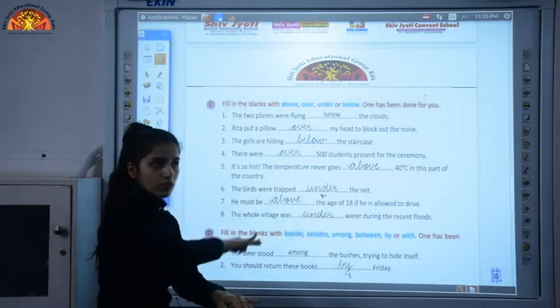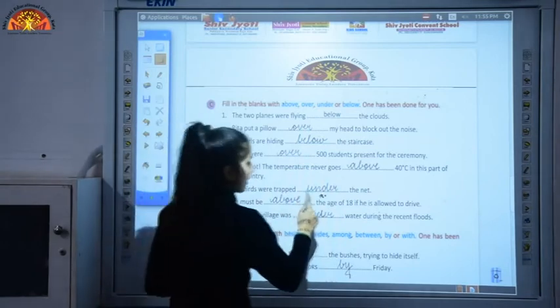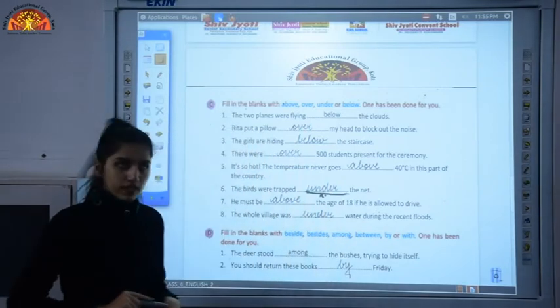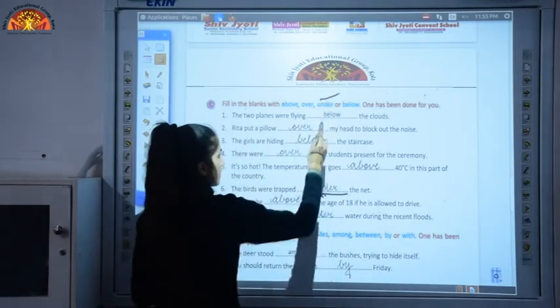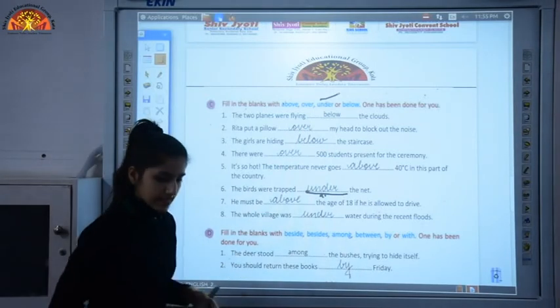Net से cover हो चुकी थी birds. That is why हमने यहाँ पे क्या use किया है? Under. Okay. We have written under over here, and this is the answer. You can see. In this way you have to solve this exercise.